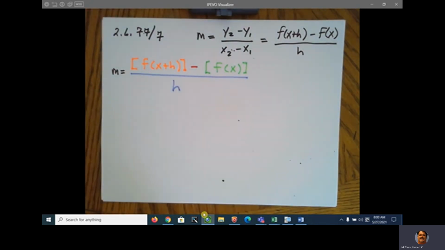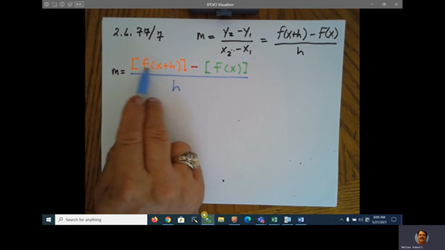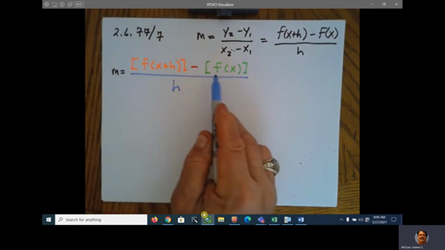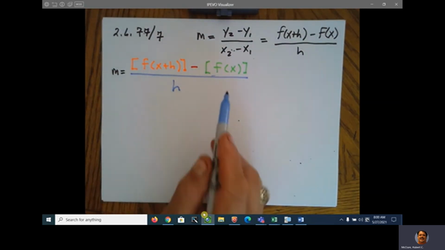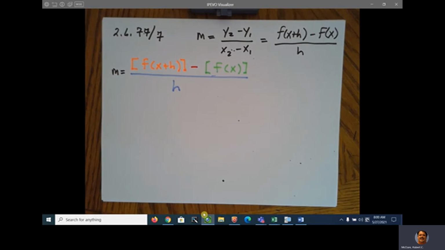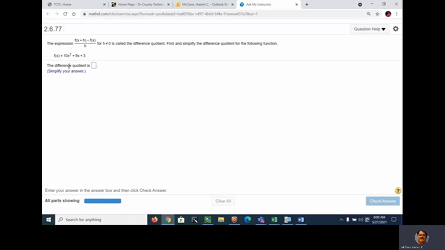Okay, so there is my f of x plus h. There is my f of x. Now, what is my f of x? Let's go back to the question. F of x is equal to, and I'm going to write that in black, f of x is equal to 10x squared plus 9x plus 3.